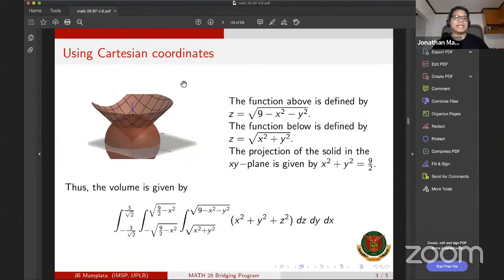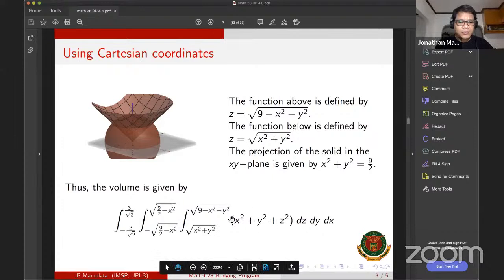Okay? Sa cylindrical coordinate system, ang importante dito ay hahanapin lang natin yung mga bounds nito in terms of cylindrical coordinates or in polar coordinates in the 3D space. Okay? So, ibig sabihin, itong integrand natin, x squared plus y squared plus z squared. Yung x squared plus y squared natin ay papalitan natin ng r squared. Okay?